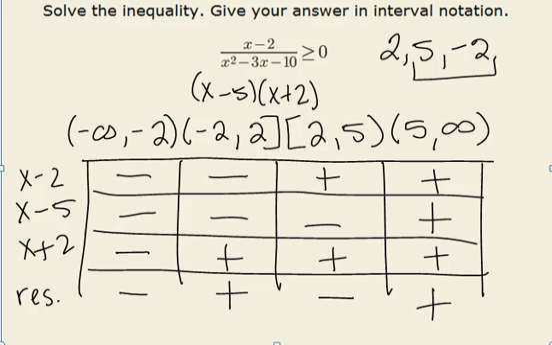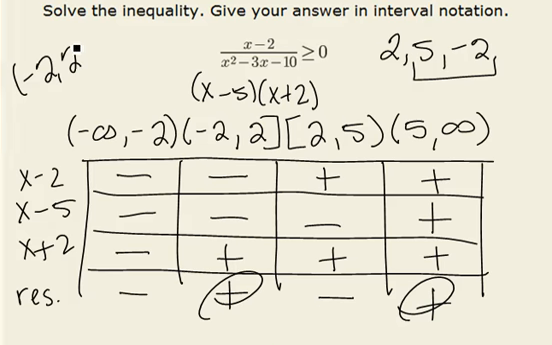So now we have to remember what we were looking for. We were looking for values where that fraction is greater than or equal to 0. So that's going to be here and here. So our answer in interval notation is going to be from negative 2 to positive 2 and from 5 to infinity.